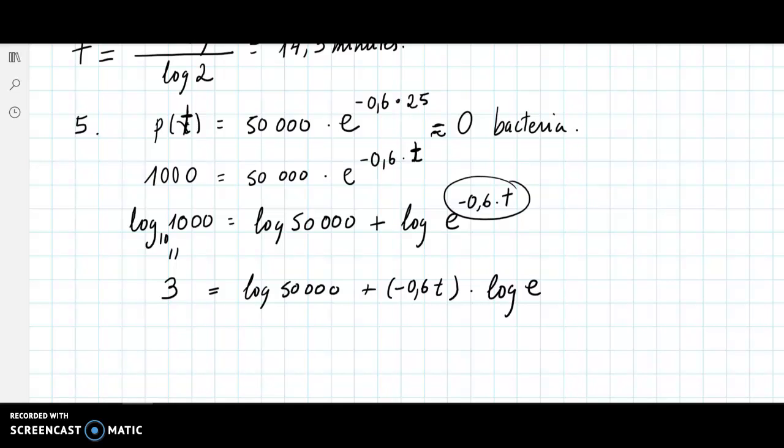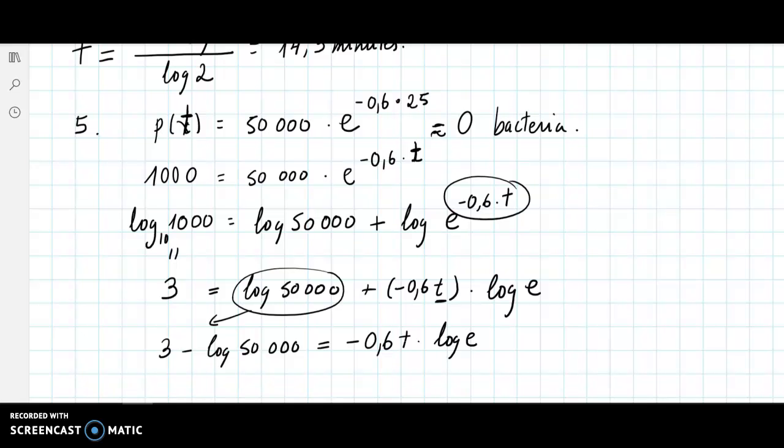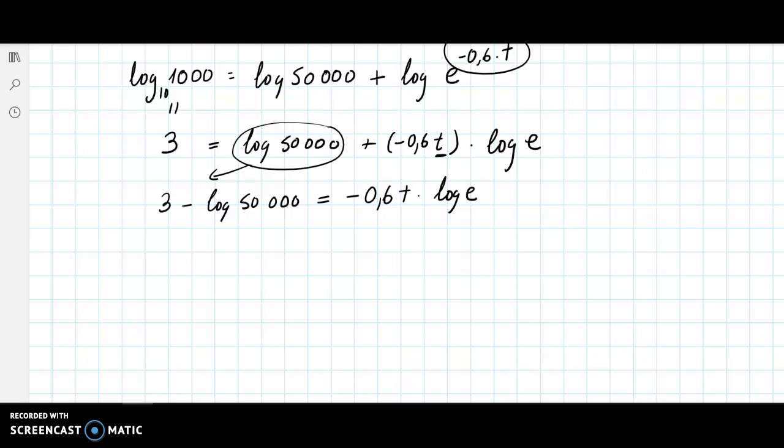All right, so I have to solve for the t. I have to isolate the t. So I'm going to move this number to the left, subtracting. And on the right side of the equation, I have minus 0.6 t multiplied by the log of e. So finally, to find the t, I'm going to write the t on the left side. I have 3 minus the log of 50,000 over minus 0.6.